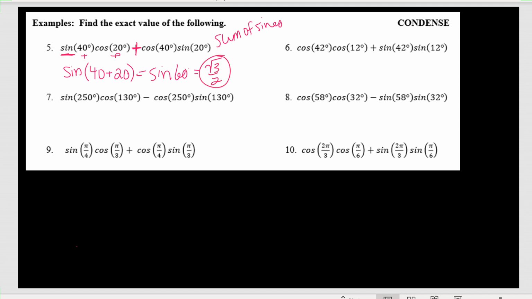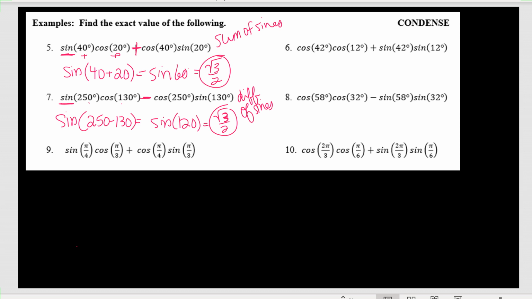I'm just going to follow down the line and do all the sine problems at once, and then we'll do the cosines. We'll do the evens in just a moment. So number 7, sine of 250 cosine of 130 minus cosine of 250 sine of 130. This one is a difference of sines. I know that because it starts with the sine function and I've got two angles being subtracted. So it'll be sine of 250 minus 130, which is sine of 120 degrees. And the y value at 120 is also equal to square root 3 over 2, as it was in the previous example.